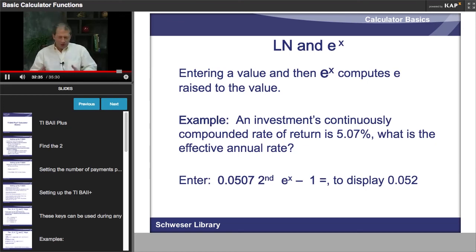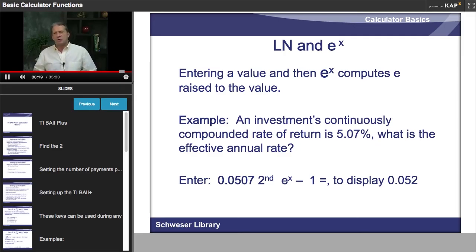Now, what about that e to the x? Well, that's the mathematical e, and e to the x says what power do I have to raise e to get this number? And that's really just the opposite of the natural log, because the natural log of e to the x is x, and then if I take e to the x, I get back to that number. So now we have the continuously compounded rate of 5.07%. What is the effective annual rate? That is, with a 5.07% rate compounded continuously, by what percentage would a deposit grow over 1 year?